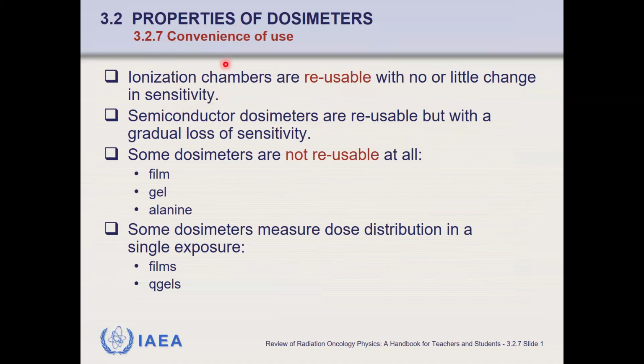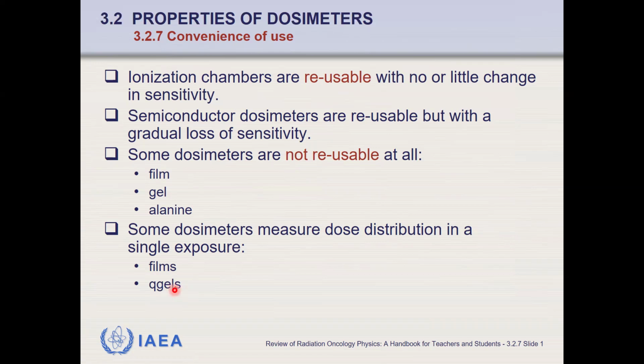If I want to talk about dosimeters, of course there are types: some are reusable and some are not reusable. Ionization chambers are reusable with no or little change in sensitivity. Even if we use them several times, there is no big change in the sensitivity of these ionization chambers. We have other types, for example semiconductor dosimeters, which are also reusable but with a gradual loss of sensitivity. And we have some dosimeters which are not reusable at all, like film dosimeters, gel and alanine dosimeters. And some dosimeters measure the dose distribution in a single exposure, like films and gels.